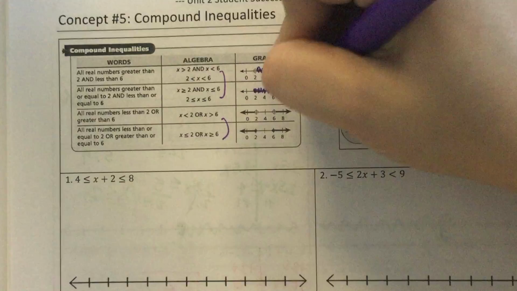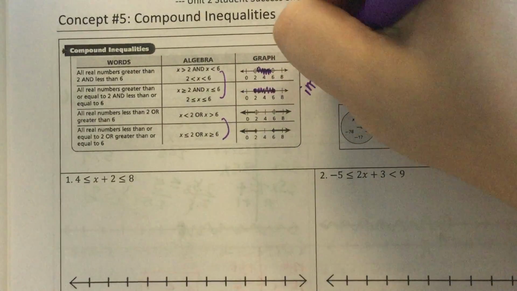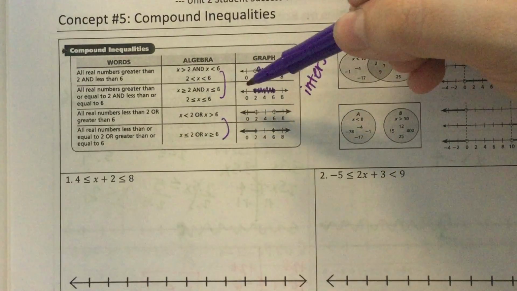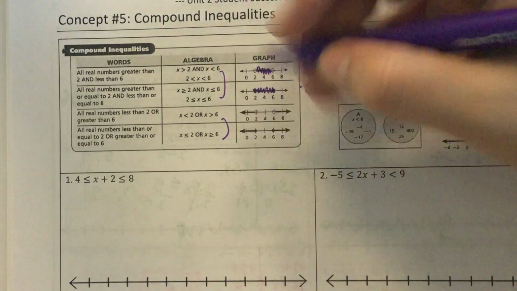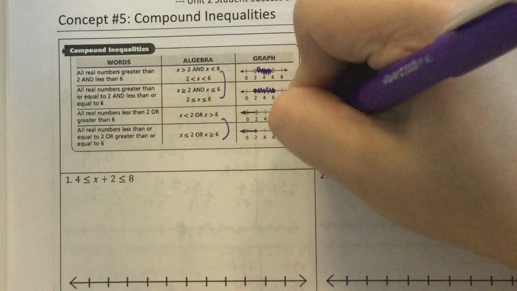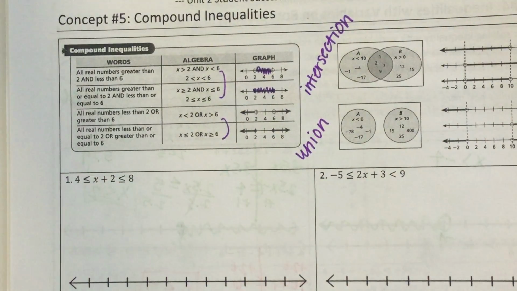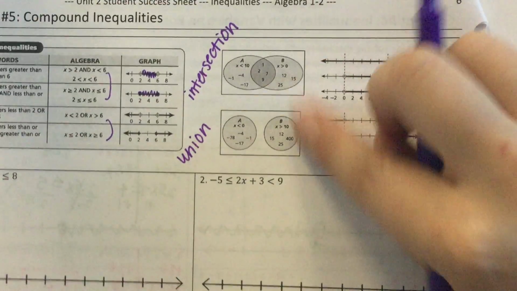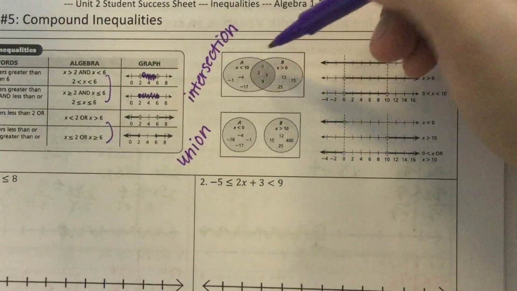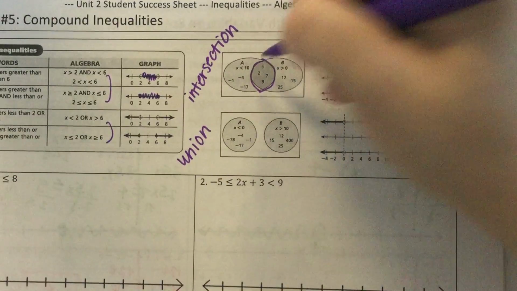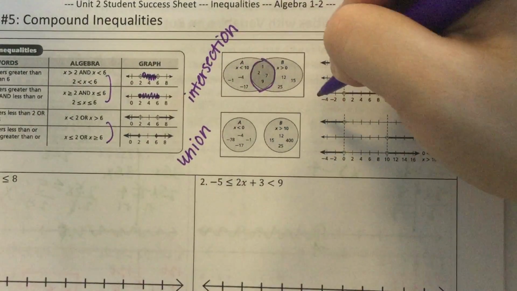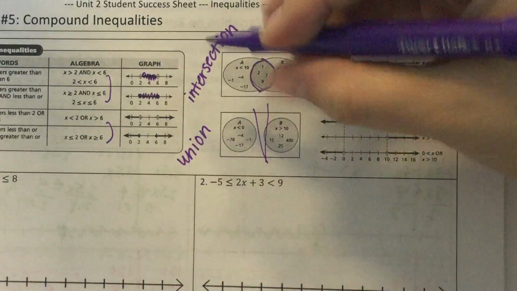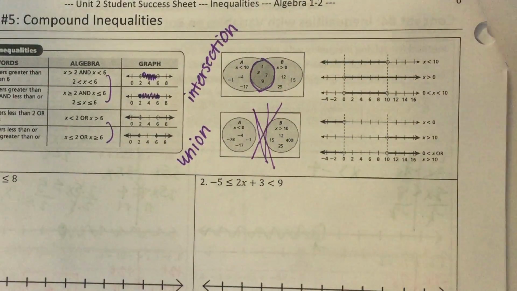These ones are called an intersection with an "and" inequality because it's an intersection of all the numbers that are bigger than 2 and less than 6. These ones are called a union. The "or" inequalities have a union, okay? It's not the numbers that they have in common. You can think of it like a Venn diagram. The "and" inequalities are what's in between, what they have in common, okay? The "or" inequalities, they have absolutely nothing in common, okay? There's nothing in the middle, okay?